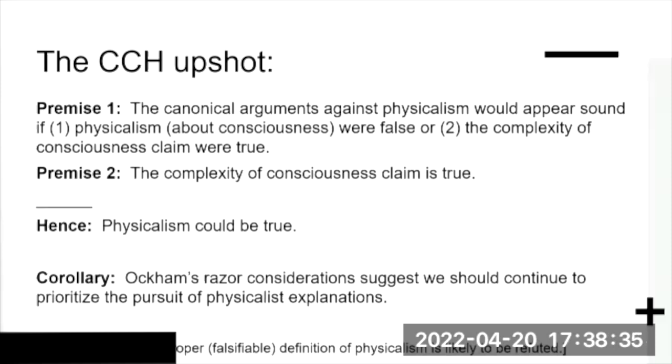And in fact, that is true, right? The complexity of consciousness claim is true. And therefore, physicalism can be true, it follows. And I would say that given Occam's razor considerations, it seems like a pretty good bet. And we probably should put a lot of our eggs in that basket. Let's put some eggs elsewhere, but we should put a lot of our eggs in that basket.